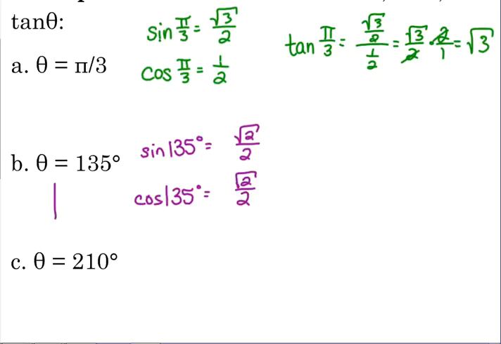135 is in the second quadrant. So x values are negative, y values are positive. That means cosine is negative, sine is positive. Tangent is sine over cosine. So if we put square root 2 over 2 over negative square root 2 over 2, we're going to get negative 1. Same thing over its negative is just negative 1.